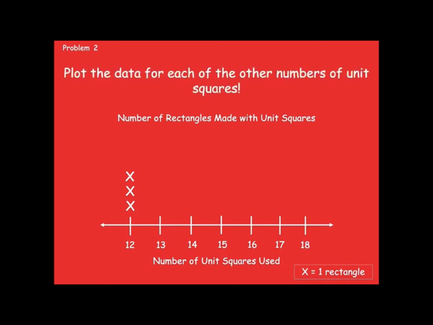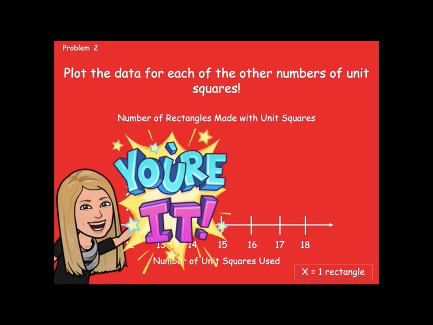So now I want you to plot the data for each of the numbers of the unit squares. So you're going back to those charts for problem 1, friends. So for 12, there was 3 rectangles that you could make. For 13, how many rectangles could you make? Yeah, just 1. So you would plot 1 X. And you're going to fill in the rest of your data for your line plot. So pause the video, add in all your X's for your line plot, and then click play when you're ready for the next step.